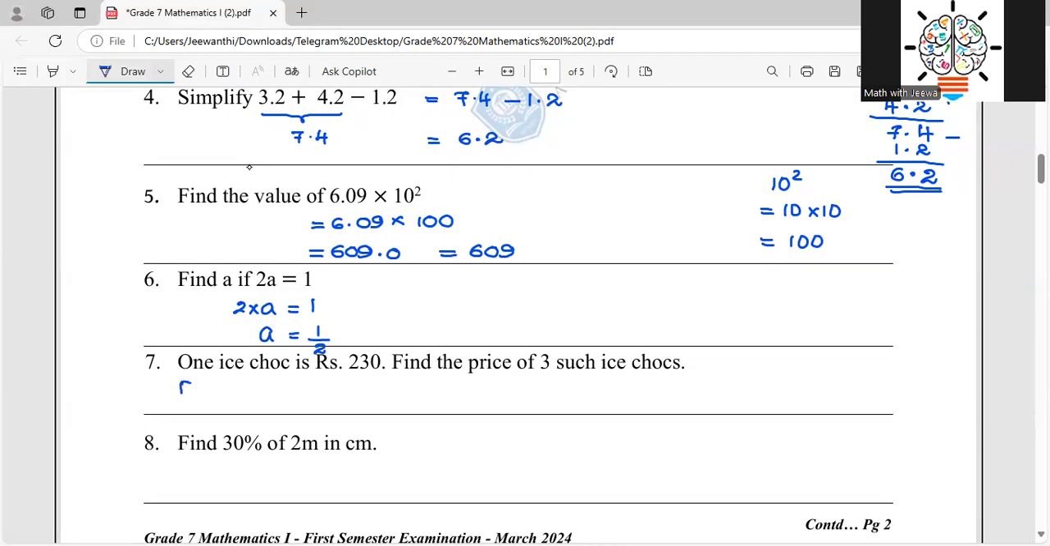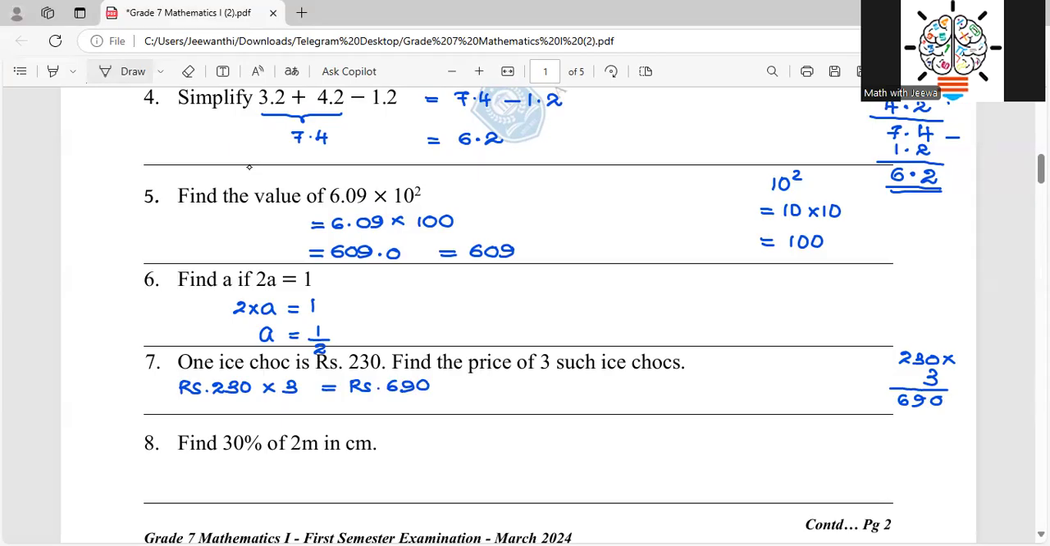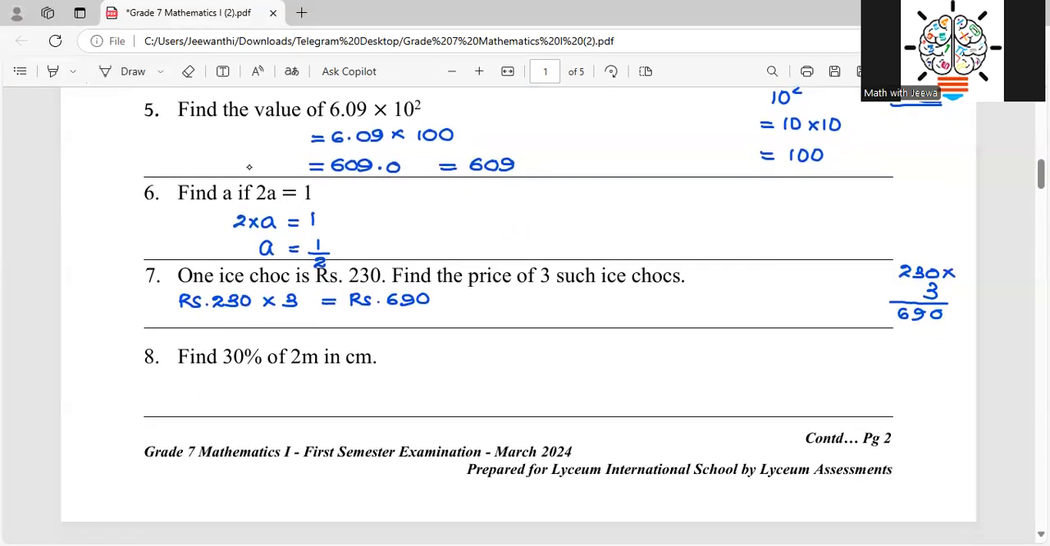So then it is, 1 ice chalk, it is 230. And that we are going to buy 3 ice chalks, then we are going to find the value. So then you write everything here. Go to the right side corner, 230, you multiply by 3. 3 times 0, 3 times 3, 9, 3 times 2, 6. Then here we write 690. Right? Sorry, 690. And then you want to find the 30% off.